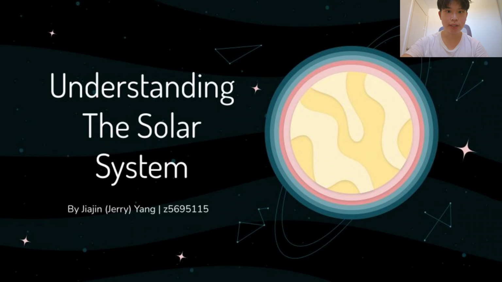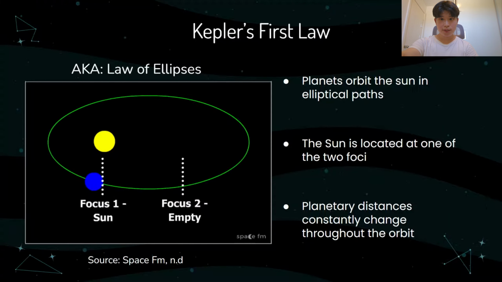Hello everyone, today I'll be your host and I'll be exploring Kepler's laws and the results I've discovered in the experiment. Kepler's first law states that planets move in elliptical orbits, not perfect circles, with the Sun located at one of the two foci. This is seen in the animation below.